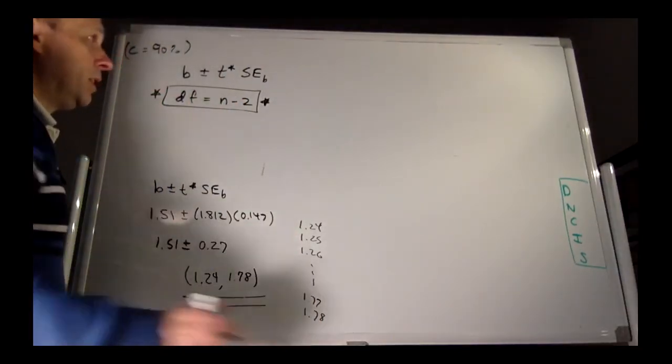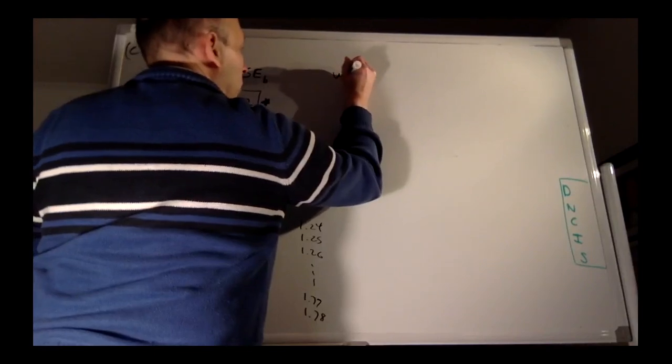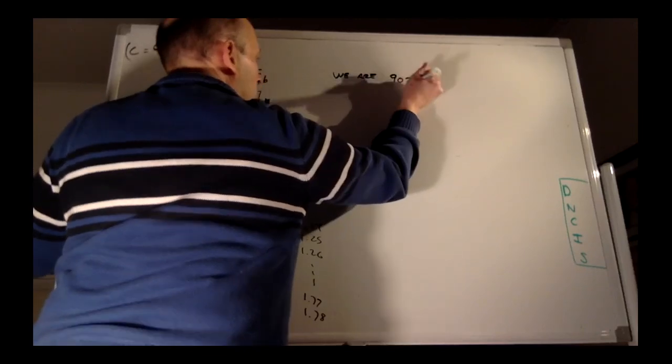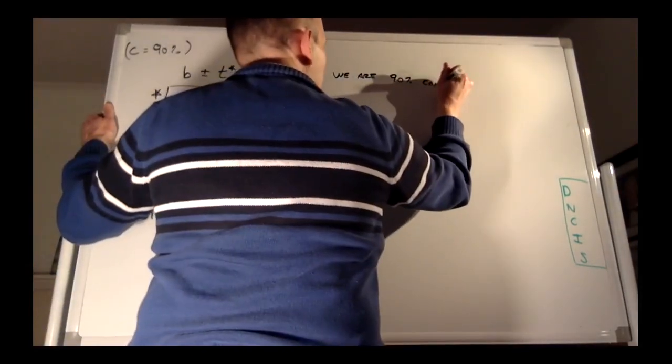Okay, so we write our conclusion here. We say we are 90% confident. Remember, that was our confidence level, 90%. So we are 90% confident.